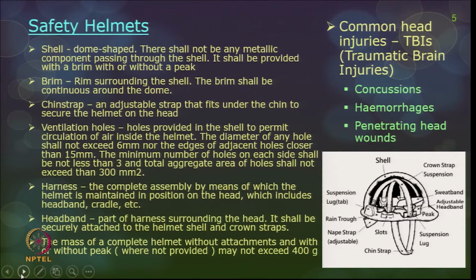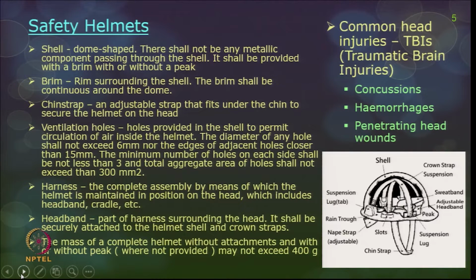There is so much terminology related to the safety helmet, and a lot of specifications with regard to the design of a helmet itself. First one is the shell, which is primarily the dome-shaped cover, and this can be of any metallic component passing through the shell, and it can be provided with a brim, and there can be a peak or no peak options also. So, what is a brim?